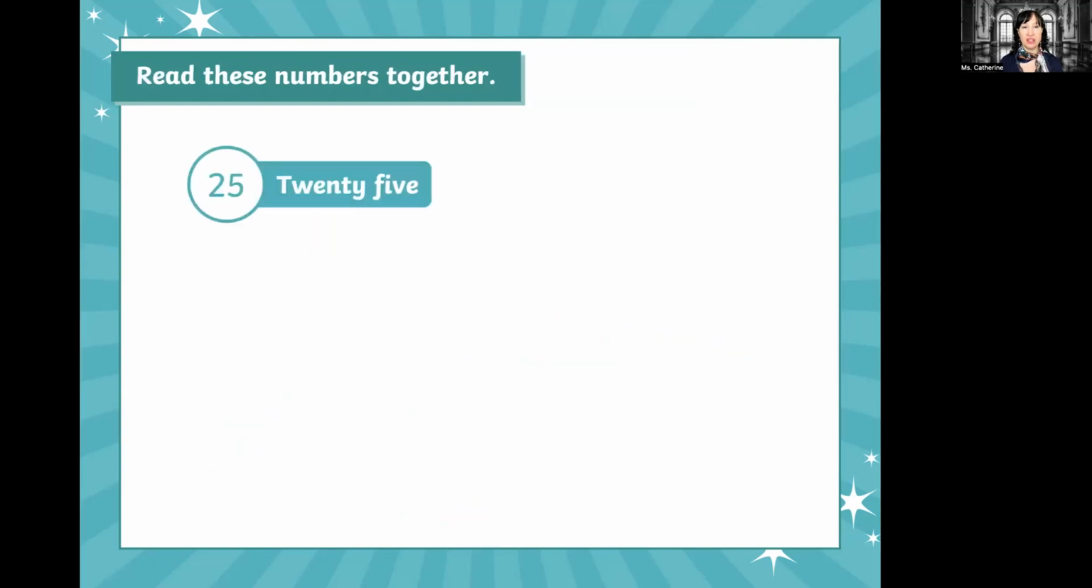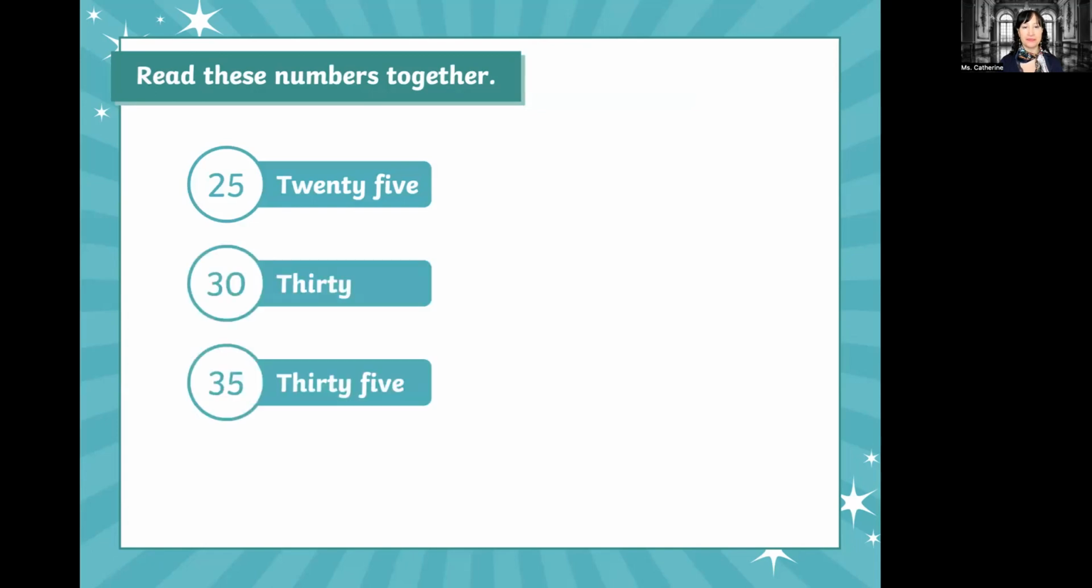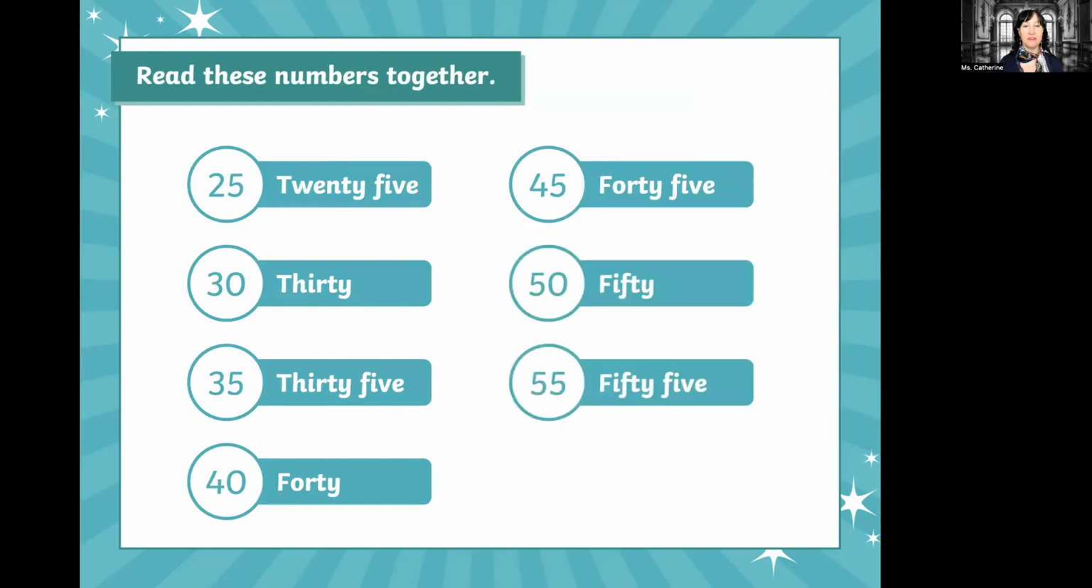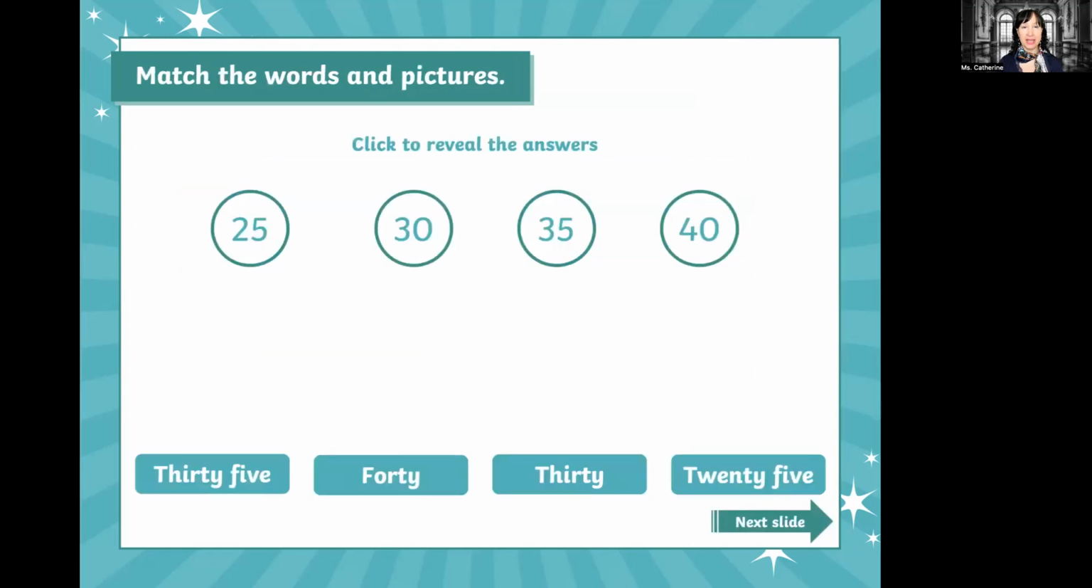Now let's read these numbers together. 25, 30, 35, 40, 45, 50, 55, 60. Now let's say them fast. 25, 30, 35, 40, 45, 50, 55, 60. Good job. Now let's match the words and pictures.